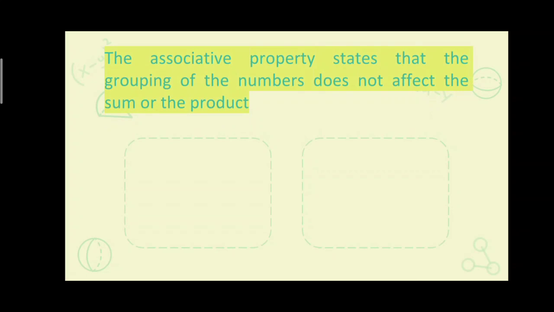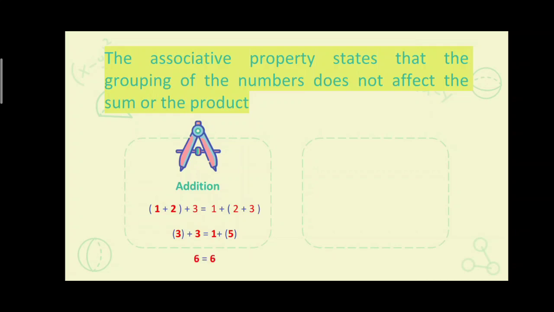So, the associative property states that the grouping of the numbers does not affect the sum or the product of the numbers. As I said earlier, the groupings do not affect the resulting sum or product. To make it clear for addition, earlier (1 plus 2) plus 3 is equal to 1 plus (2 plus 3). When evaluated, 3 plus 3 is equal to 1 plus 5. When we simplify, 6 is equal to 6. Now let's go to multiplication.